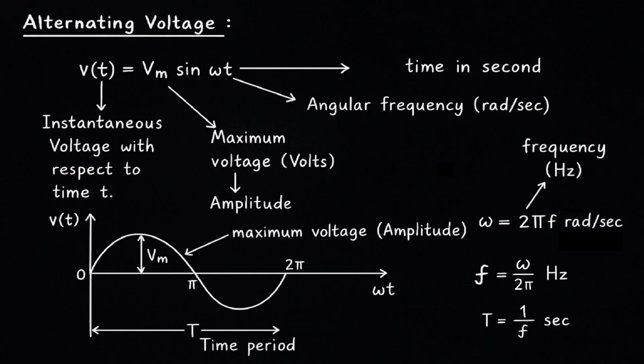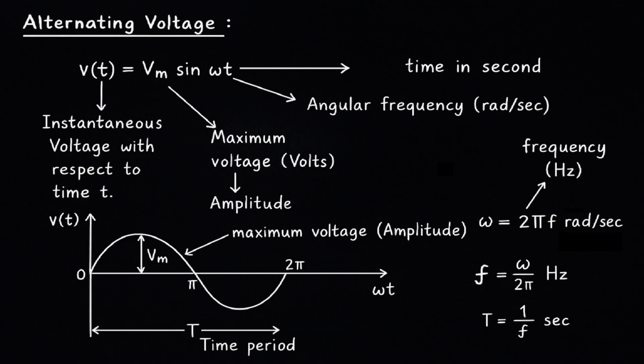If you could freeze time for a single, infinitesimally small moment, a single instant, and measure the voltage, v of t would be the value you'd get. A millisecond later, that value will have changed. A millisecond after that, it will have changed again. This term represents the exact voltage at any specific point in time t.